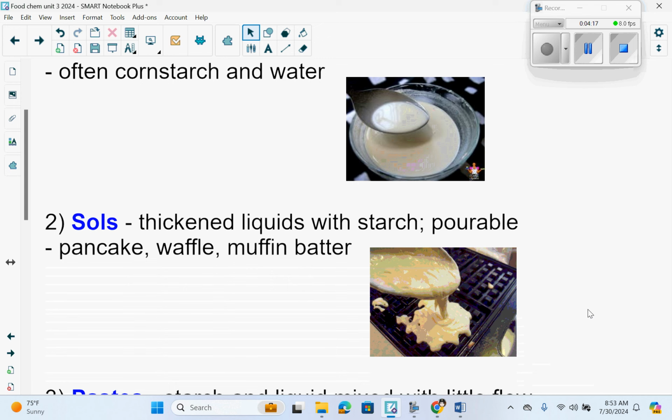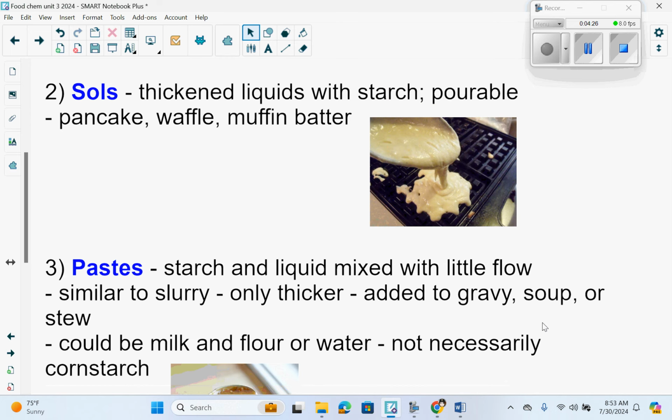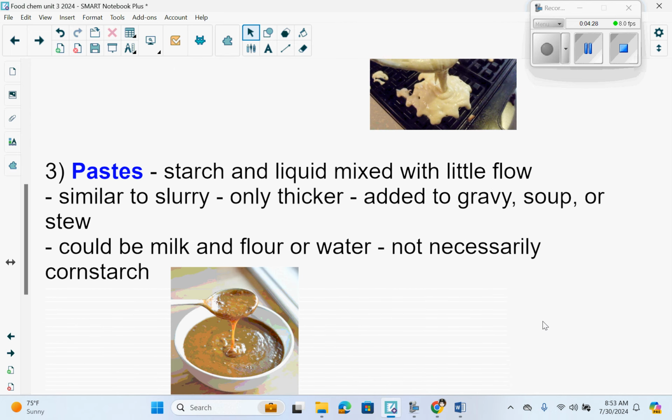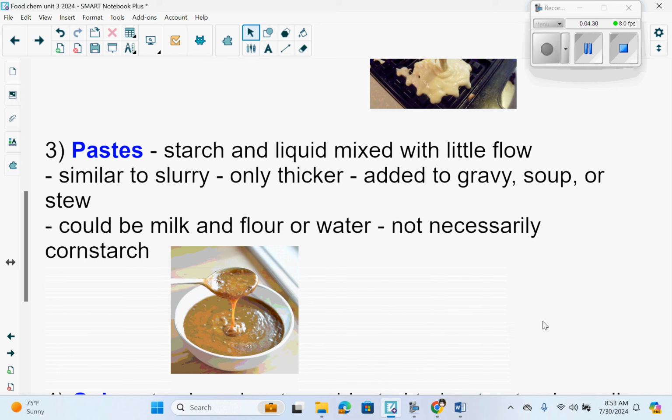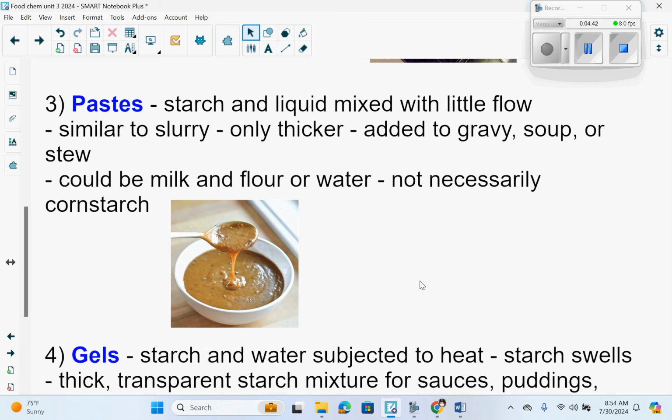Sols are thickened liquids with starch, and they're pourable. This would be your pancake, waffle, or muffin batter. Pastes. This is a starch and liquid mixed with little flow. It's similar to a slurry, only thicker, and it's added to gravy, soup, or stew. This could be milk and flour or water, and not necessarily cornstarch.